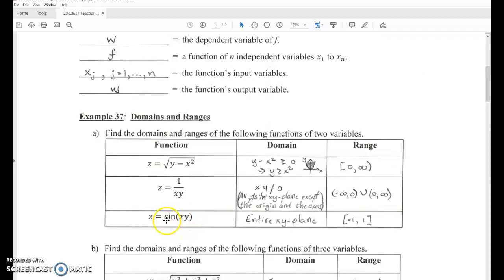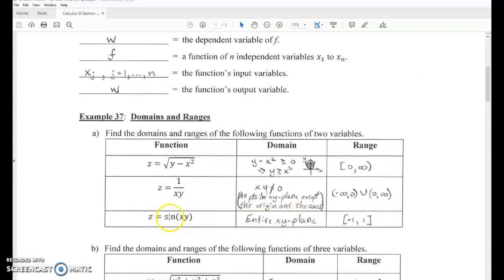So if I take the sine of something, what's its natural domain? Well, whatever's inside of it can be anything. It's absolutely okay to take the sine of any value. So the domain of sine is minus infinity to infinity. So that means that either x or y can both go from minus infinity to infinity, which means it's the entire xy plane.